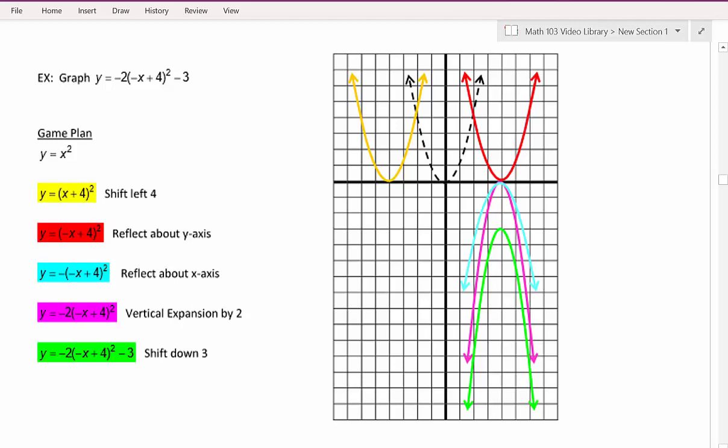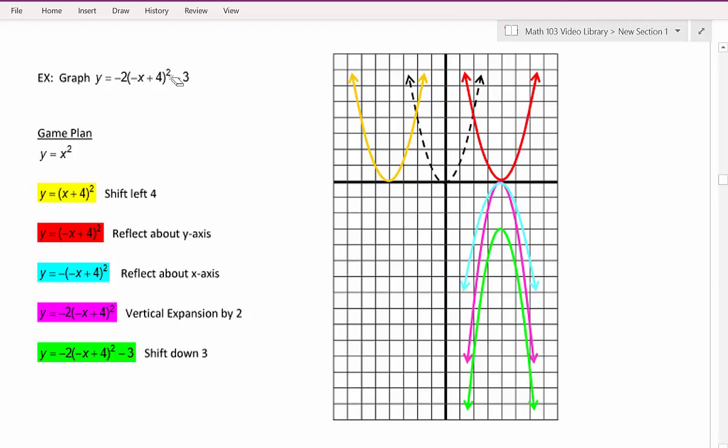So our plan starts with identifying what the parent function would be. The parent function is always x, and then whatever big operation is happening, whether it's a radical, an absolute value, a fraction, or an exponent. In this example, it's an exponent. So our parent function is going to be y equals x squared. So we start with that.